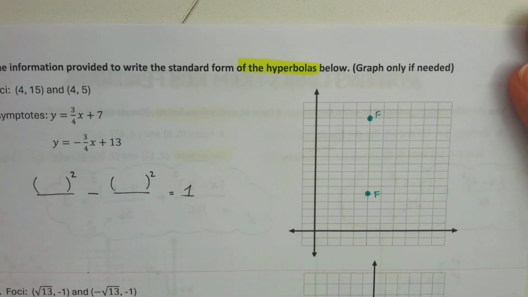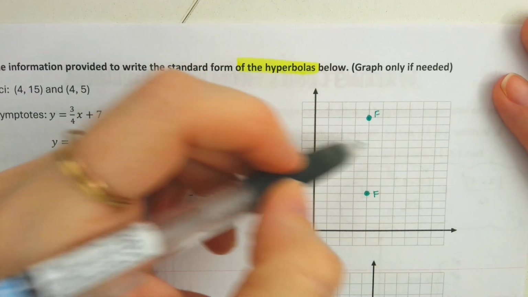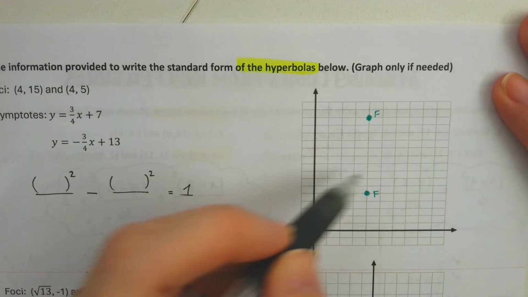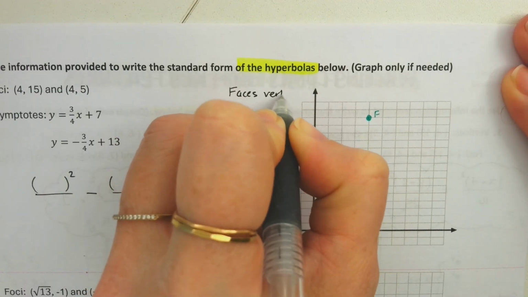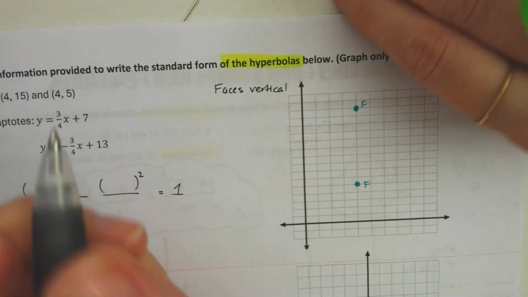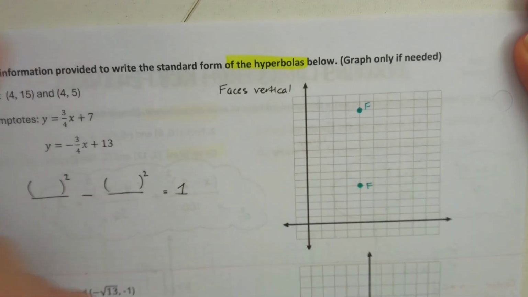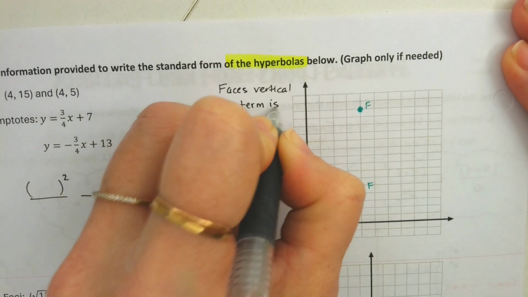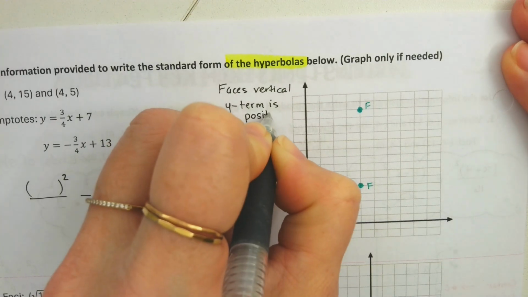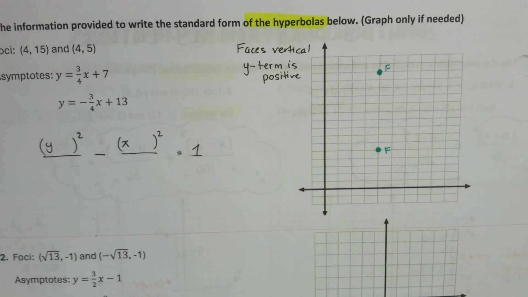Can you tell which way this faces based on the fact that the foci are stacked up and down? Vertical. Very good. It would have one branch of the hyperbola this way, one branch of the hyperbola this way, but it does face vertical. So I immediately think about the vertical axis. Which one is the vertical axis? X or Y? Y, which tells me Y is the positive term. Y term is positive. Okay, so that means Y will be first, X will be second. What else can we find from here?